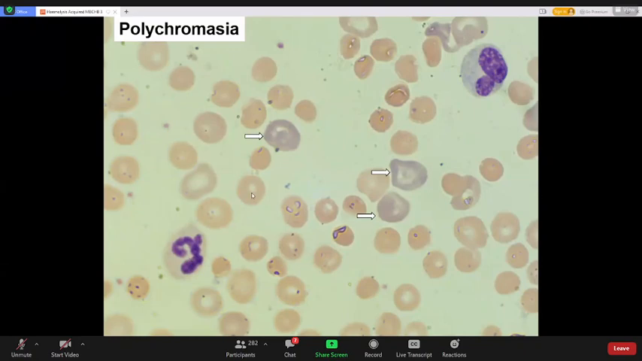All right, this is polychromasia as an indication of hemolysis. So we see this in peripheral blood films in hemolysis. And remember, polychromasia are usually actually reticulocytes. They are immature red cells released into circulation as a response by the bone marrow to hemolysis.